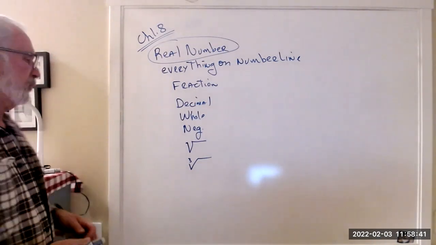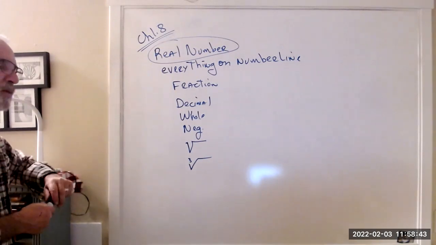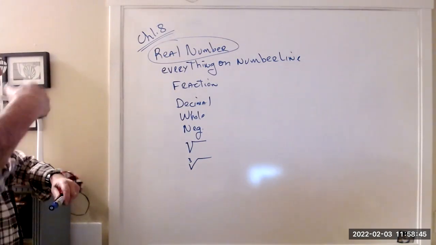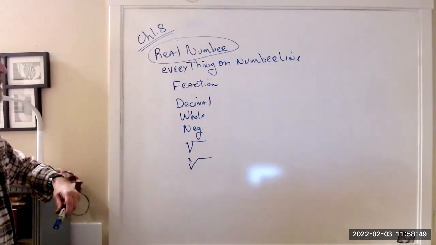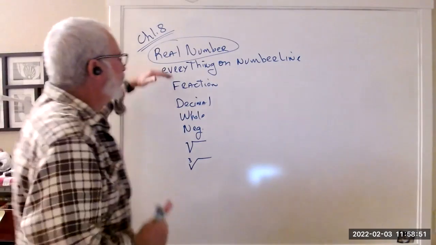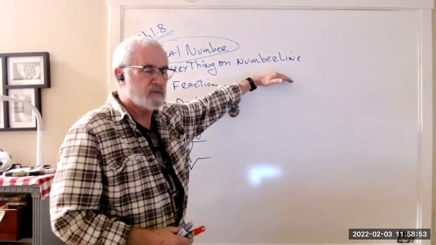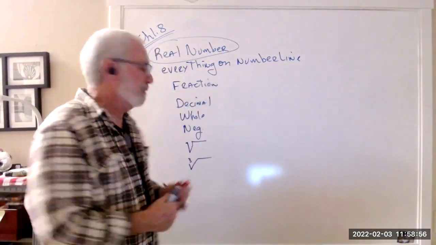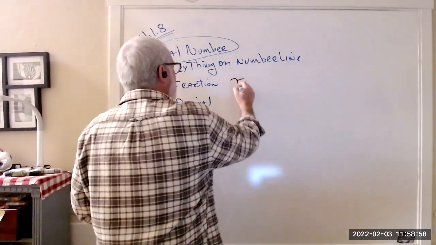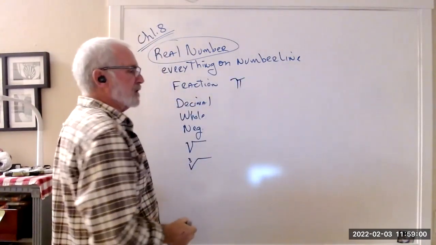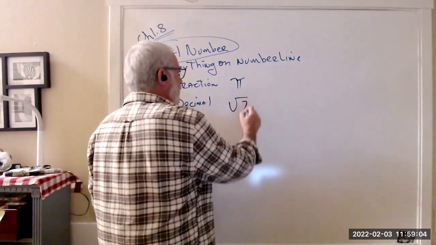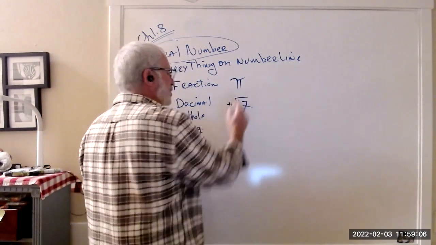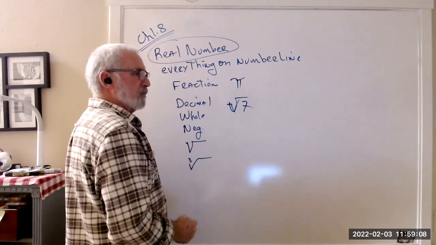Okay, so you'll see a lot when you read the problems the phrase "x is a real number." That means it's everything that you can find on a number line. Any number that you can find. Pi is a real number. It's on the number line somewhere. The square root of 7 is on the number line somewhere.